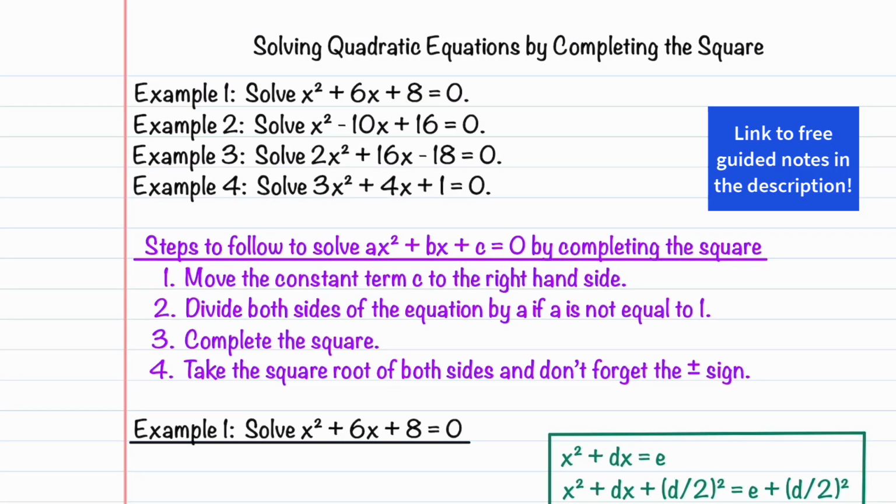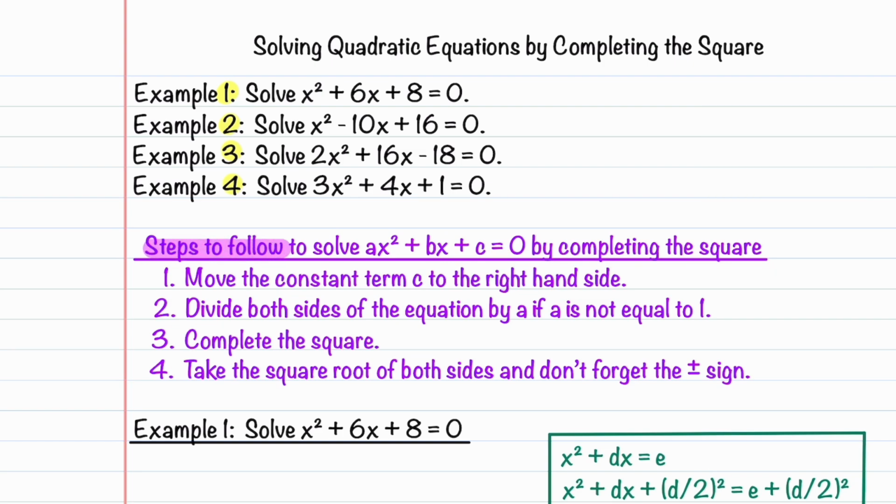In this video, I'm going to teach you all about how to solve quadratic equations by completing the square. I'll walk you through 4 example problems of increasing difficulty, and for each of these problems, we'll carefully walk through 4 steps that will make each equation easy to solve. Let's get started.